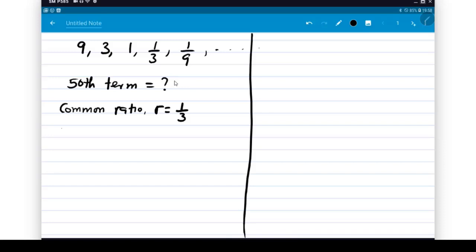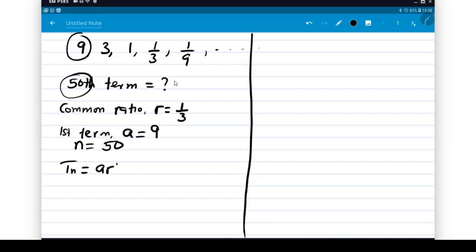Then our first term A will be 9. That's our first term A. Then we are finding the 50th term, so that means our n will be 50. Therefore, using our formula, Tn is A R raised to the power n minus 1. So this means our 50th term, T50, will be equal to A, which is 9, times R, which is 1 over 3, raised to the power of 50 minus 1.